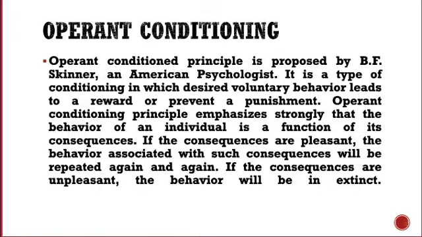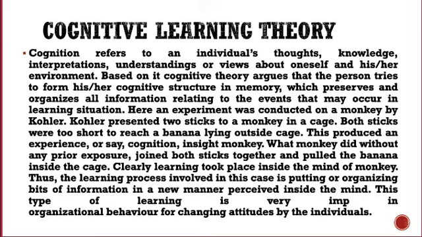Okay. The next theory of learning is cognitive learning theory, which is by Kohler. The word cognitive means thinking, rational thinking, logical thinking. According to Kohler, he was a psychologist.